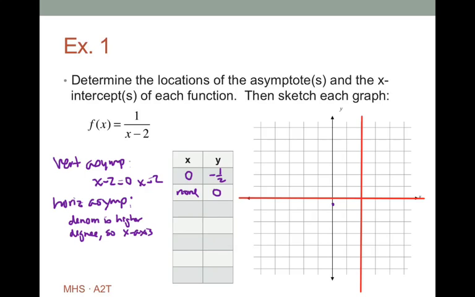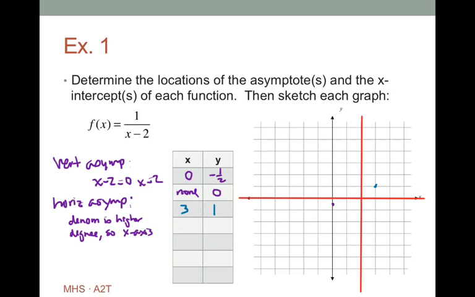Now, to plot the rest of the points on the graph, I want to just come up with a couple of points and see where I land. So let's go ahead and try x equals 3. When I plug in x equals 3 into the function, I get 3 minus 2 in the denominator.